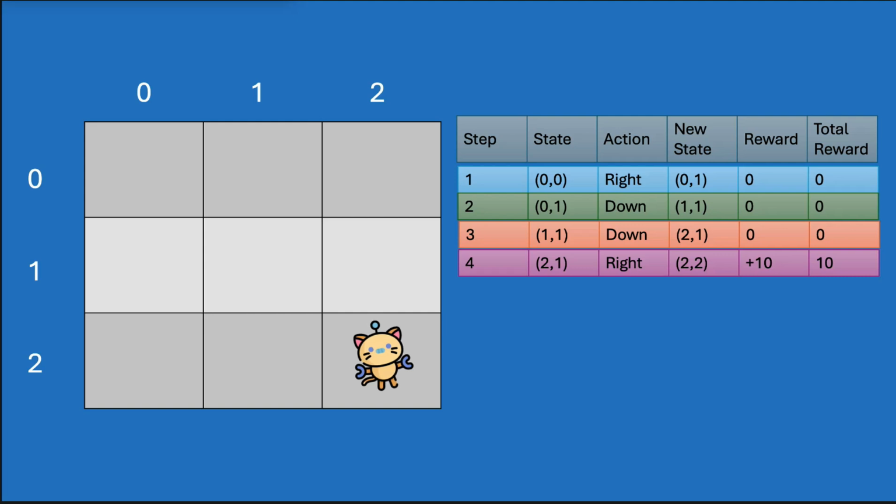In this example, the robot learned to navigate the grid to reach the goal by receiving rewards. The state represents the robot's position on the grid, and the actions represent the robot's movement. The robot's objective is to maximize the total reward, which it does by learning the best sequence of actions to reach the goal efficiently.